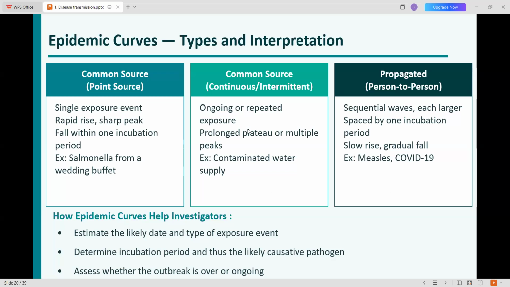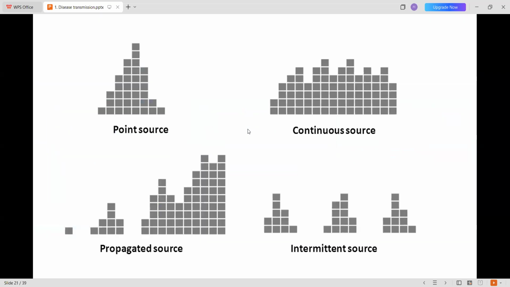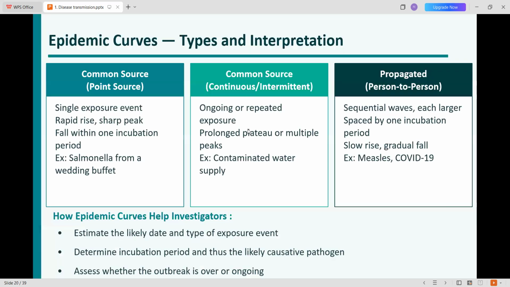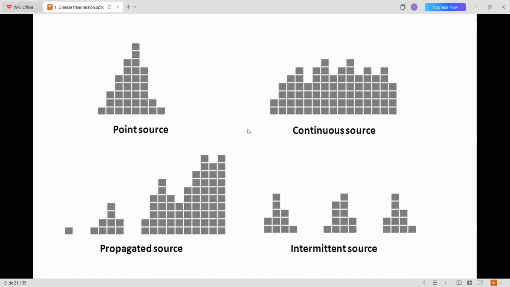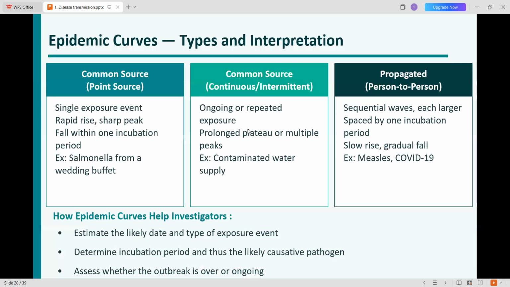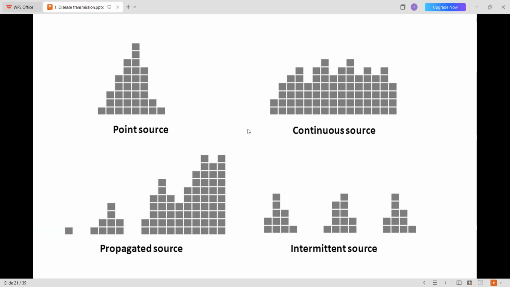The epidemic curve helps investigators estimate the likely date and type of exposure, determine the incubation period and thus the likely causative pathogen, and assess whether the outbreak is over or ongoing. This is the picture showing the point source, which has a rapid rise; the continuous source, which shows repeated exposure; and this is the propagated and intermittent source.